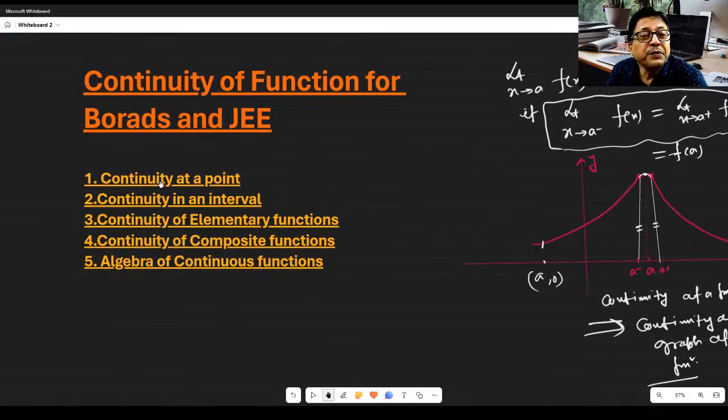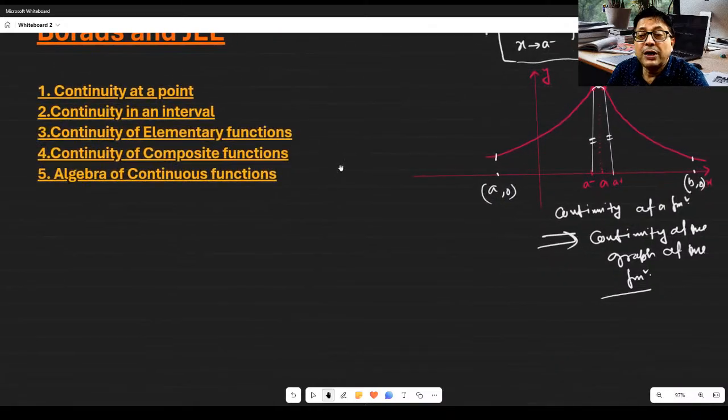Today we are going to do continuity at a point and continuity in an interval. Then we will be discussing continuity of elementary functions, continuity of composite functions, and algebra of continuous functions. So this class is on understanding the continuity of a function. If you look for JEE Advanced sums, in today's class you won't get them. But you should have a better concept of continuity with me today. So let us work on it first, continuity at a point, and then we will go for continuity in an interval.